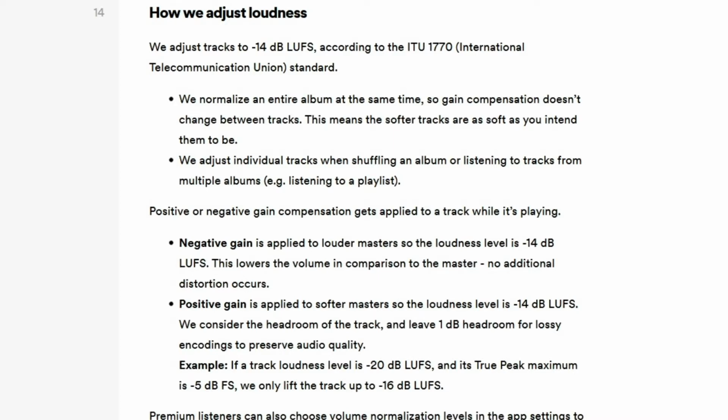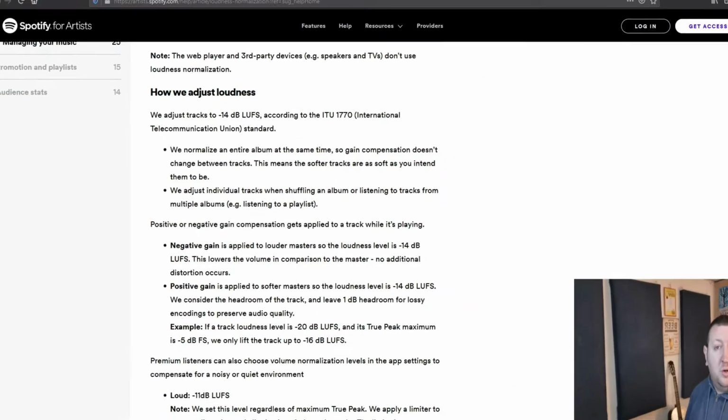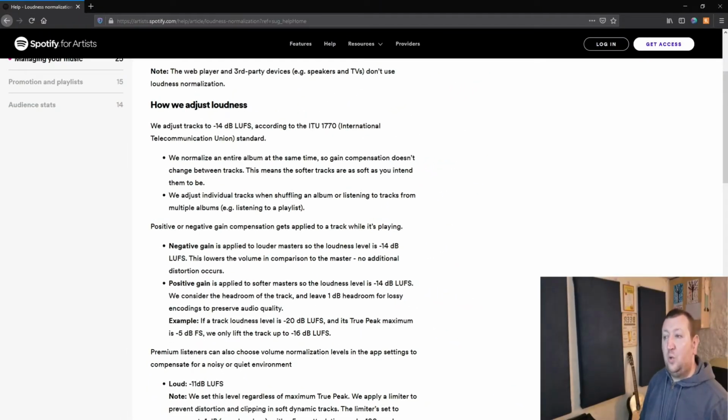So if you shuffle an album, of course, it's not going to be in the format that you wanted when you mastered the album or EP. So by shuffling an album, normalization will apply. And this also affects playlists. If you're listening to tracks from multiple albums, e.g. listening to a playlist, then loudness normalization will apply.